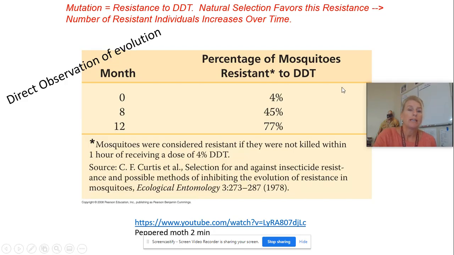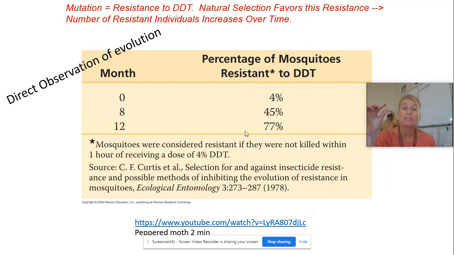So looking at month 0 right here, you can see that in a given population, remember Darwin said there's variation. And some of the variation is that some mosquitoes are resistant to DDT. They just have the gene to be resistant. They got it from their parents, or maybe it was the result of a mutation, but they have it in their DNA. After 8 months of exposure to DDT, we sample our population again and we test it genetically, and we found that 45% of the mosquitoes now carry that gene for resistance. At month 12, we see 77% of the mosquitoes have that gene.